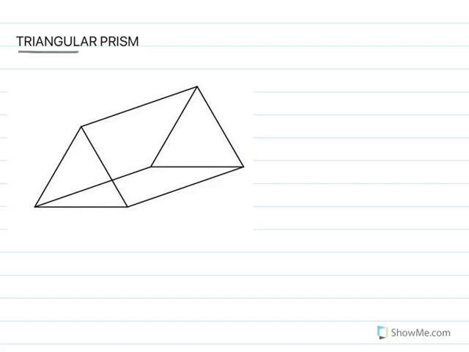Here we learn about the triangular prism. There's a picture of a triangular prism. Now the triangular prism is made up of 5 faces. Out of these 5 faces, 2 faces are triangles.